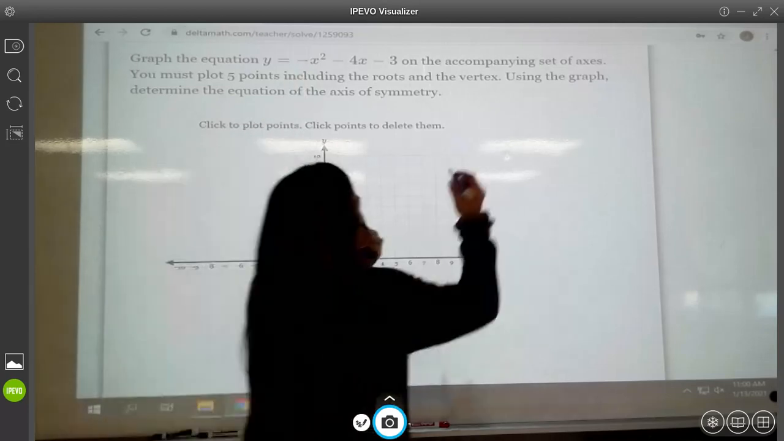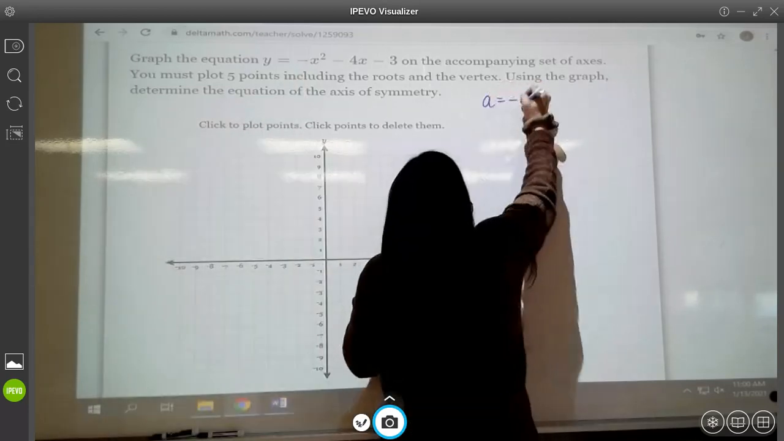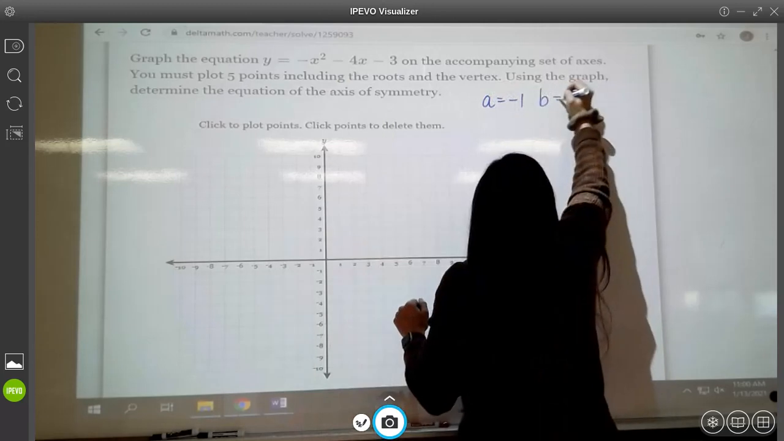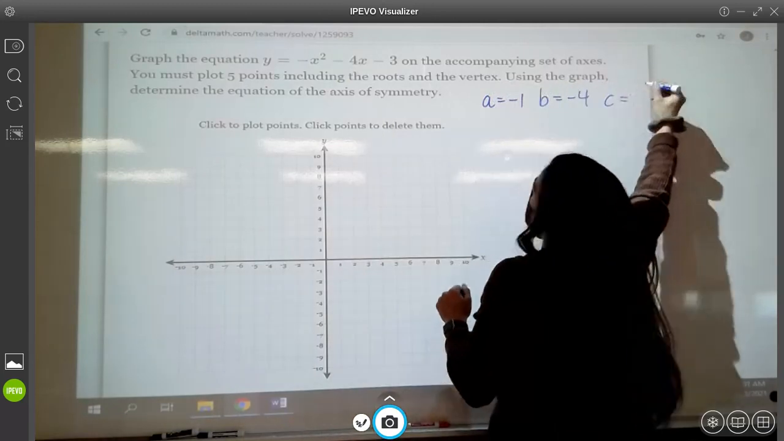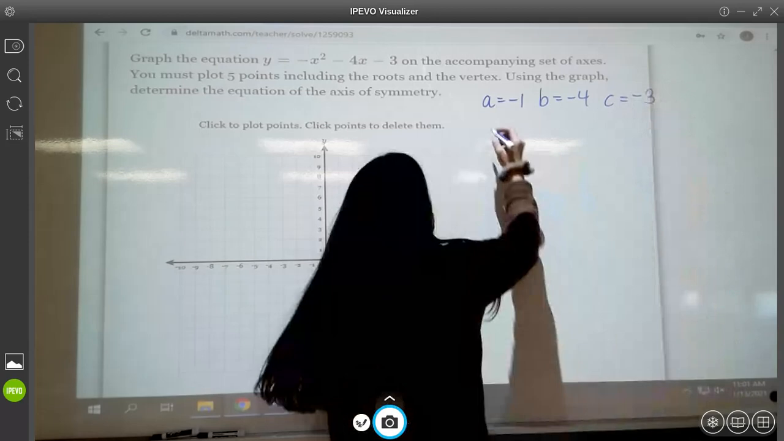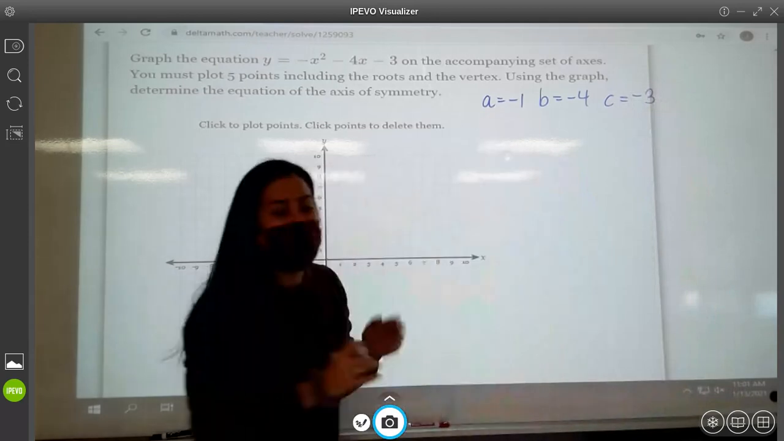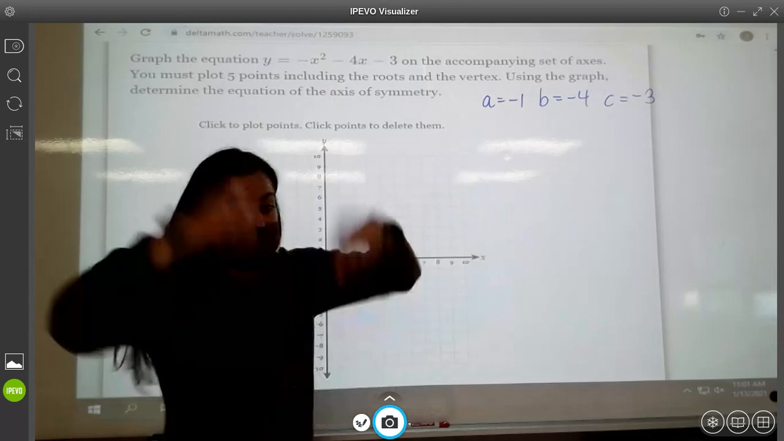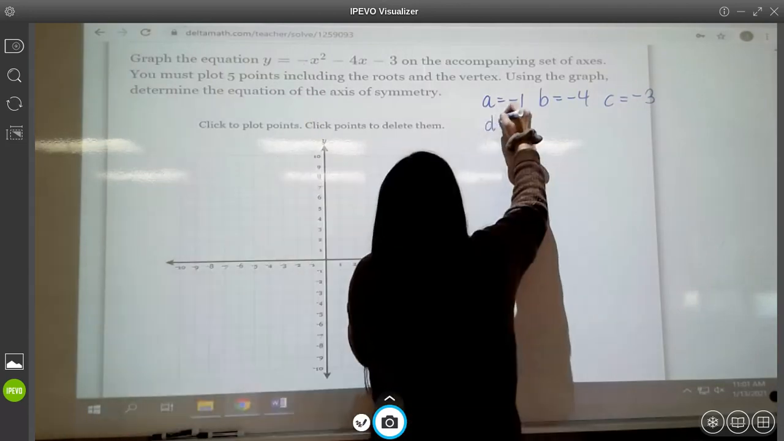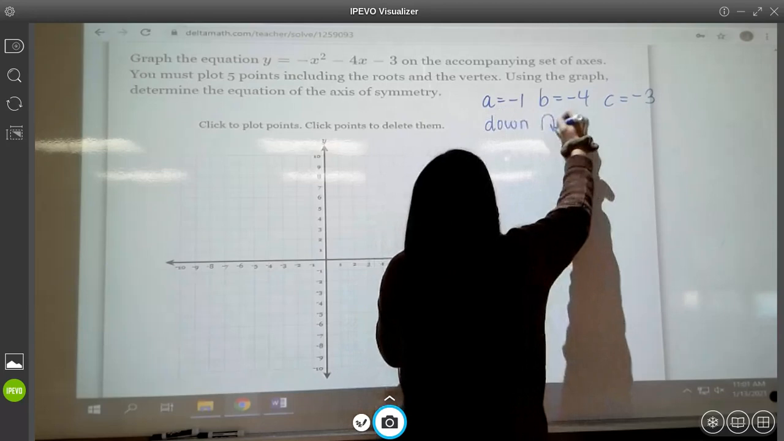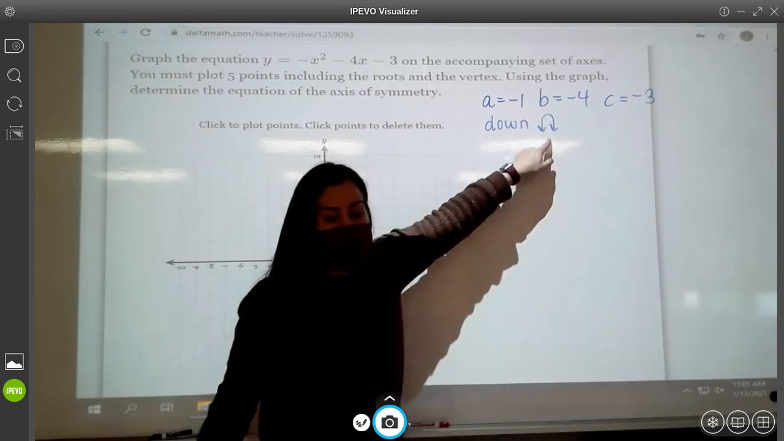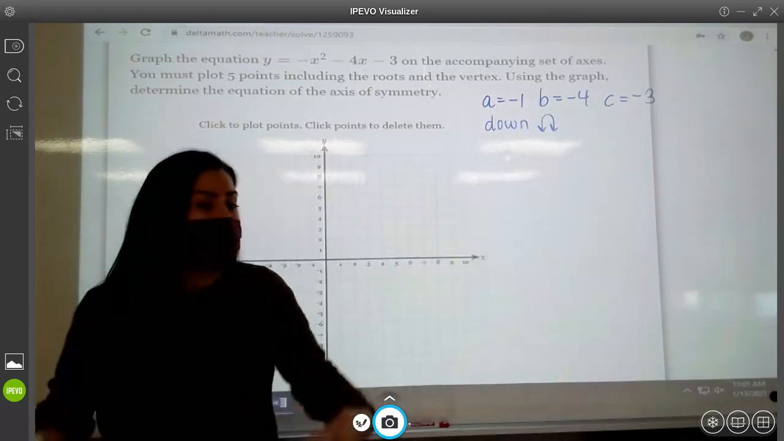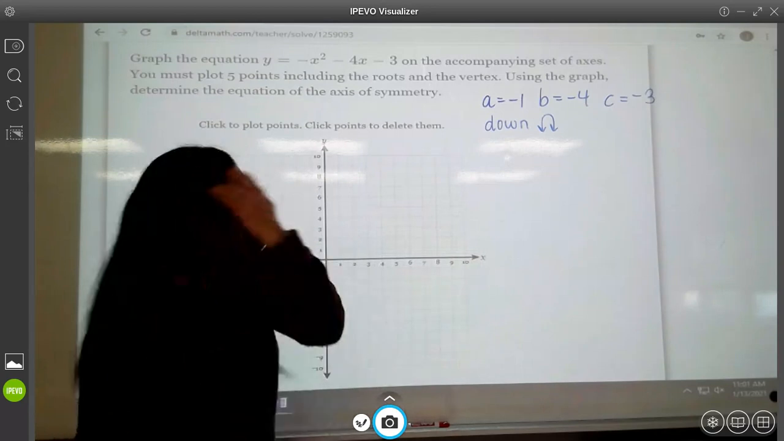All right, here we go. A is -1. B is -4. And C is -3. All right, is this parabola going to open up or down? Well, if A, the number in front of x squared, is negative, we're going down. So now we have a visual as to what our parabola should look like. If our parabola ends up going up, we know we did something wrong. All right, let's do it.